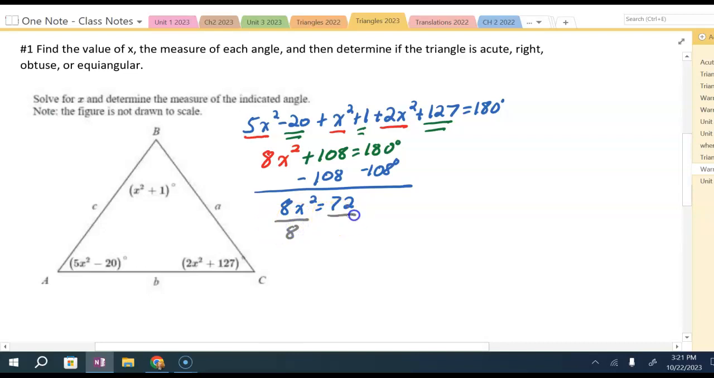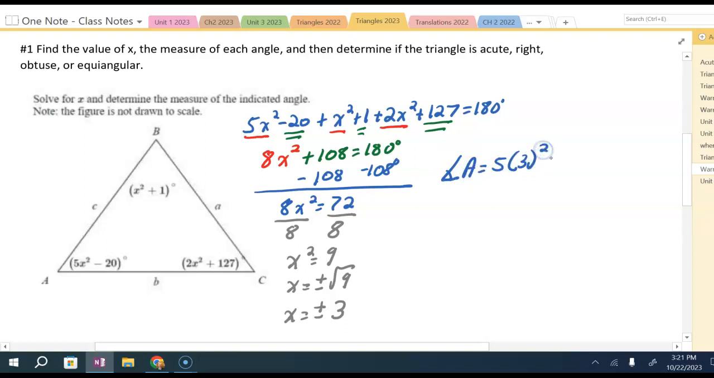You're going to want to divide by 8. So you get x squared is equal to 9. So x is plus or minus the square root of 9, which makes x plus or minus 3. Now to find the values of A, B, and C, angle A is 5 times 3 squared minus 20. Angle B is 3 squared plus 1. And angle C is 2 times 3 squared plus 127.